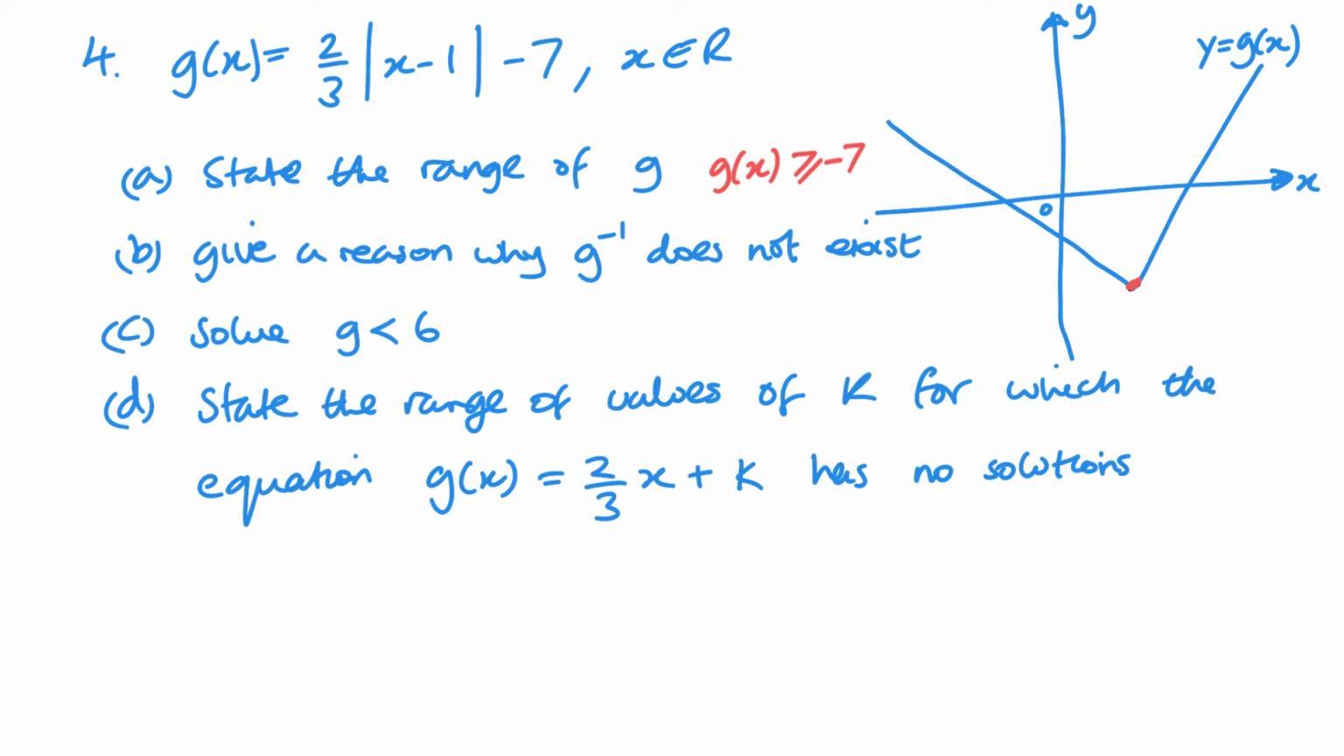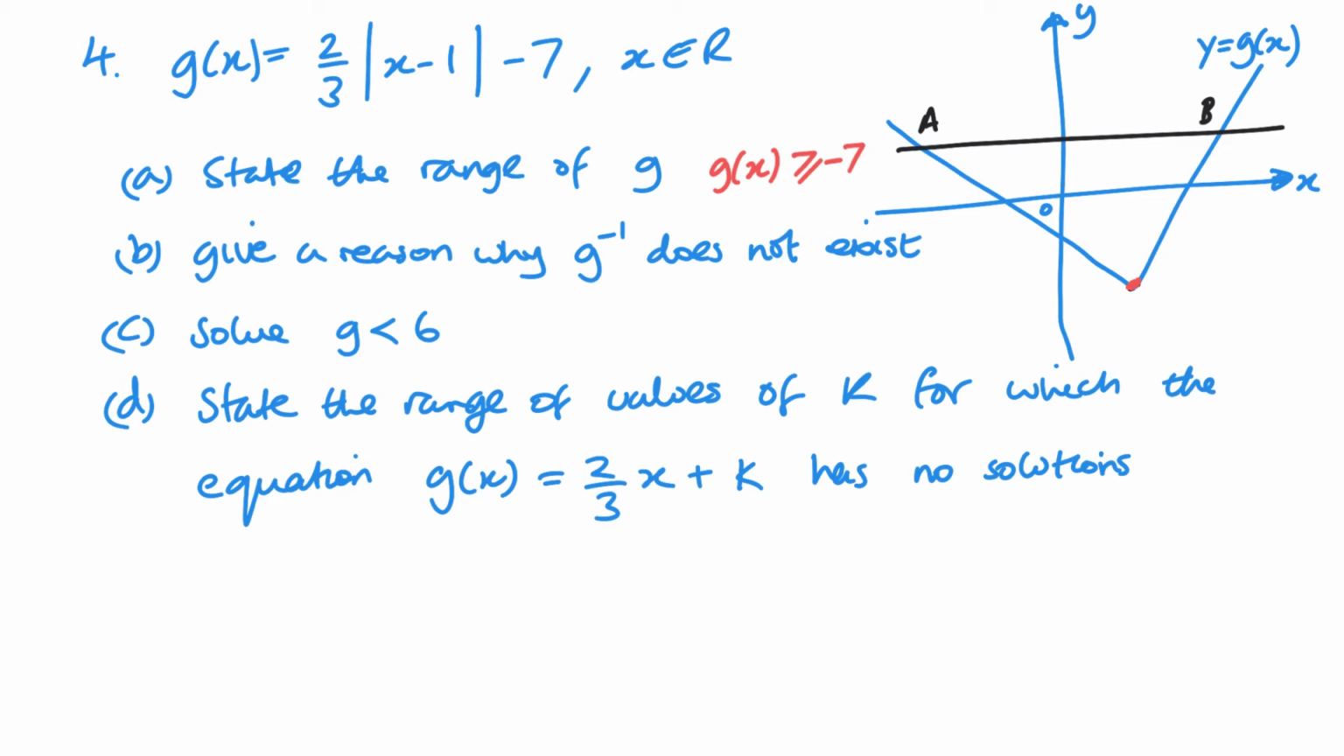Solve for g is less than 6. So for that you want to think, right, where is g equals 6? It will be a line across here. So we're going to have 2 possible answers, and obviously then we want less than 6, but I need to find these key points first. They're often called critical values. So A and B would be the critical values in this case.